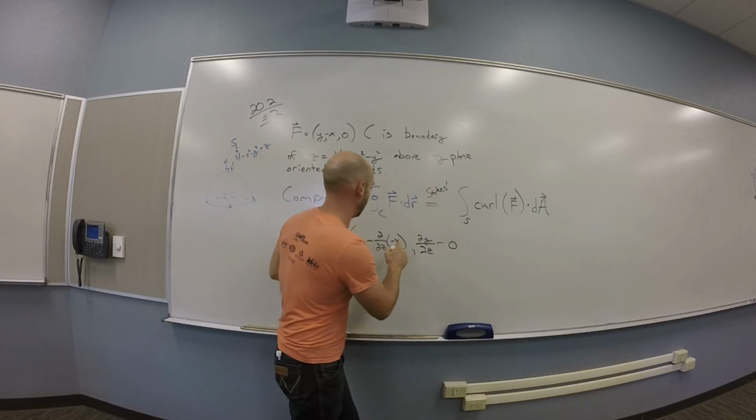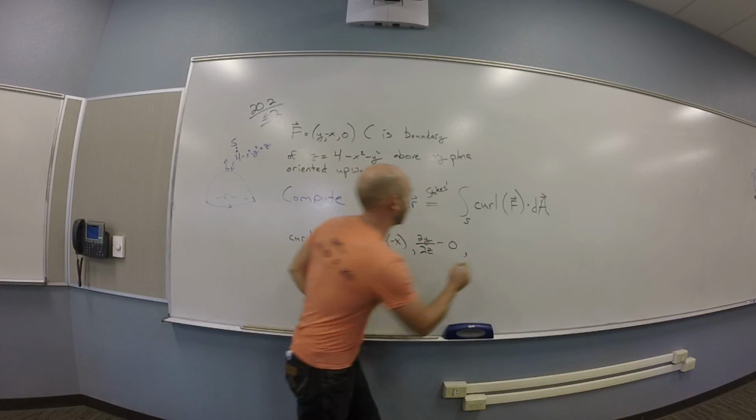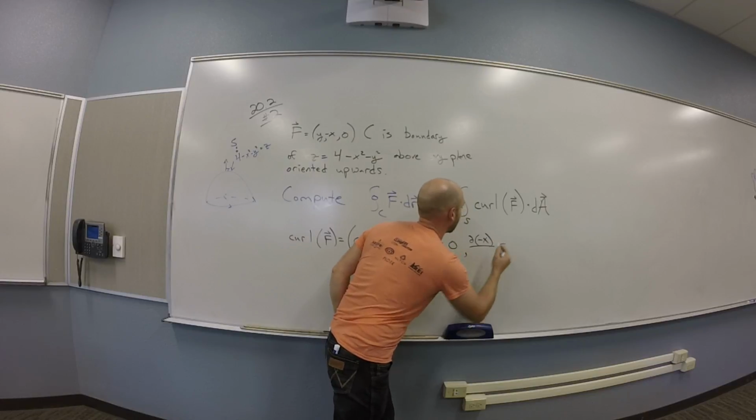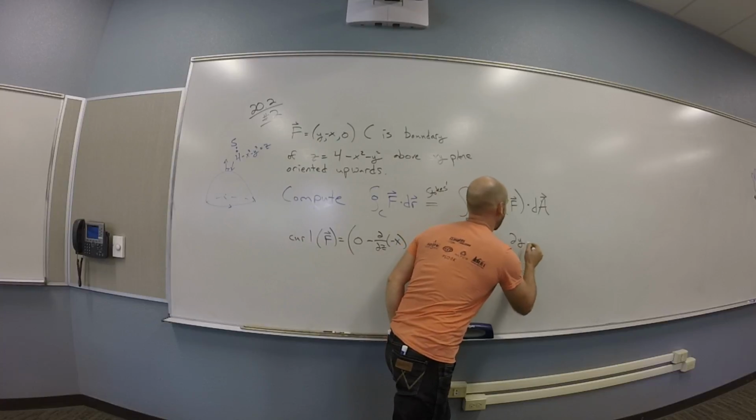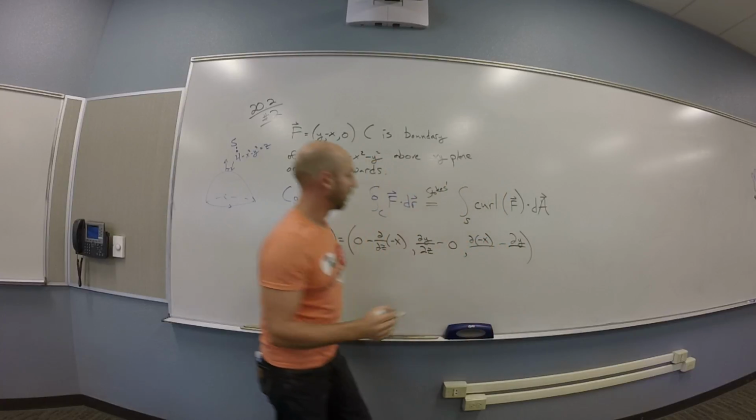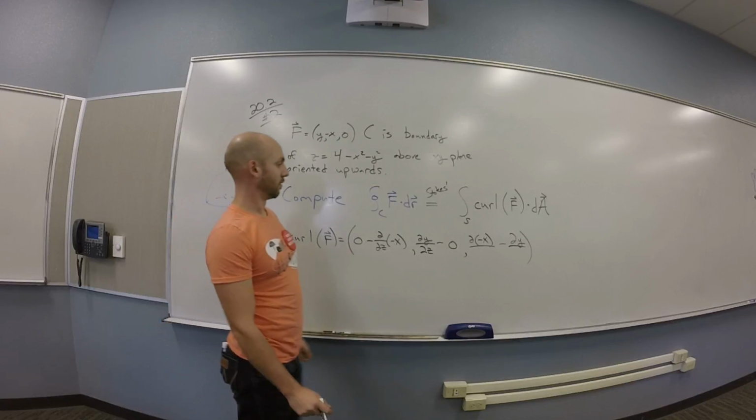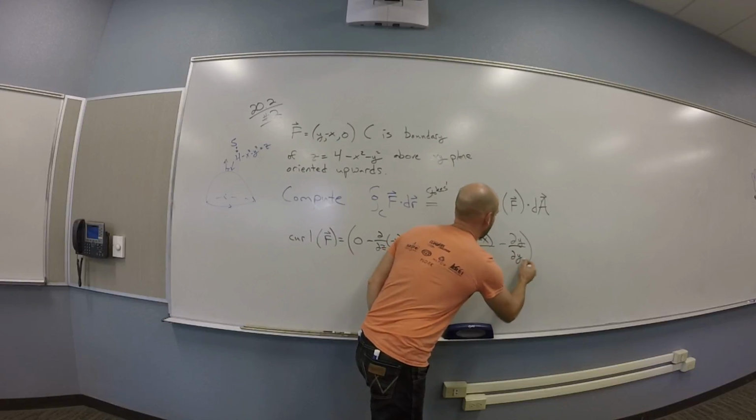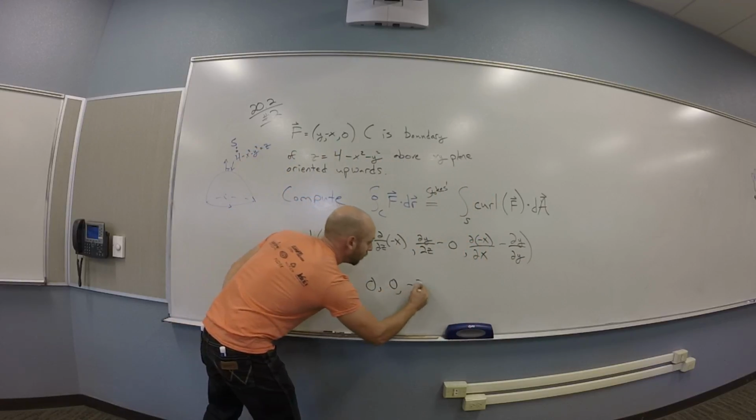So that's z, y, x, z. And then this one's going to be the y component. So that's the partial of minus x with respect to something, and then the partial of y with respect to something. And those are what? With respect to x and with respect to y. So we end up getting 0, 0, negative 2. So I found out my curl is 0, 0, negative 2.